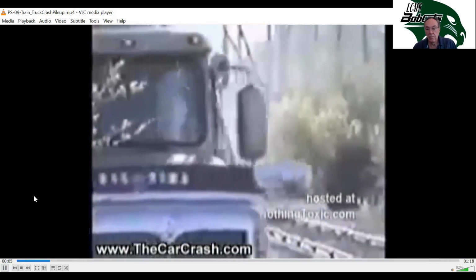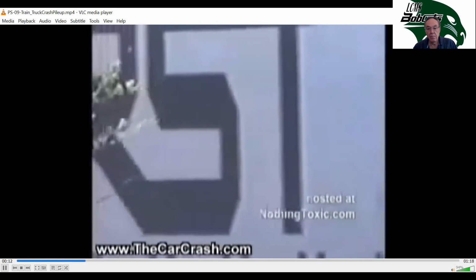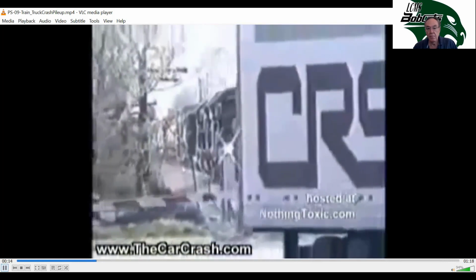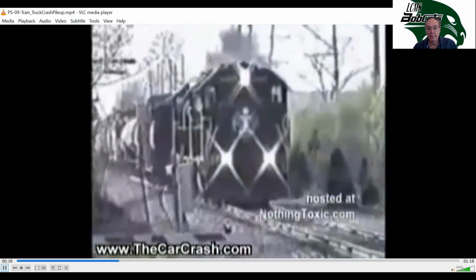At a railroad crossing in Chicago, the warning lights may be bright, but the driver of this truck certainly isn't. He thinks he can outrun a fast-moving freight train. Instead of stopping, he keeps on trucking.